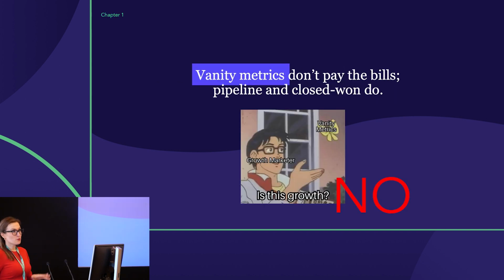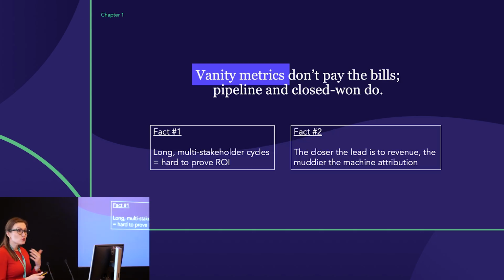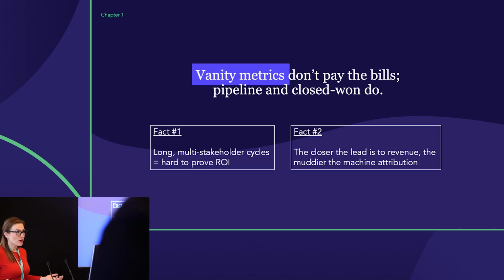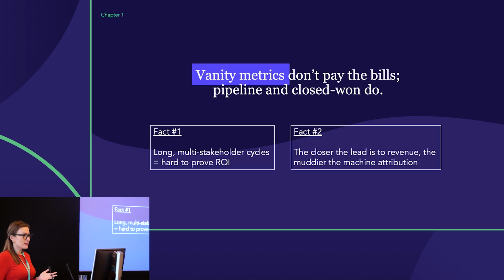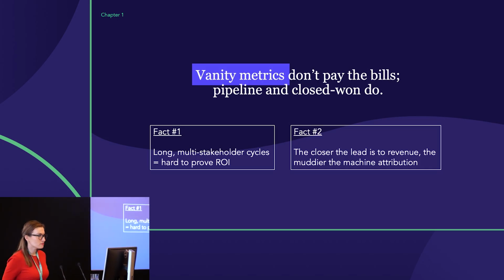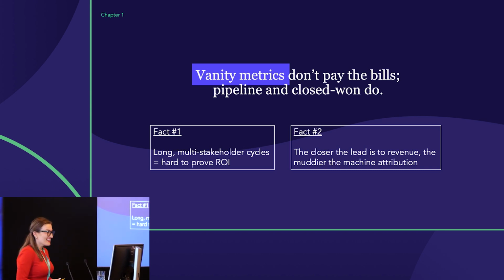Vanity metrics don't pay the bills, pipeline and closed won do. We also know that long multi-stakeholder sales cycles make it notoriously hard to prove marketing channel ROI. I'm sure all of us have experienced that. And we also know that the closer the lead is to revenue, the muddier the attribution. Again, we experience these problems in our day-to-day. Has anyone felt fear during reporting for a LinkedIn awareness campaign? Anyone? Me, for sure. It's very hard to prove the ROI.